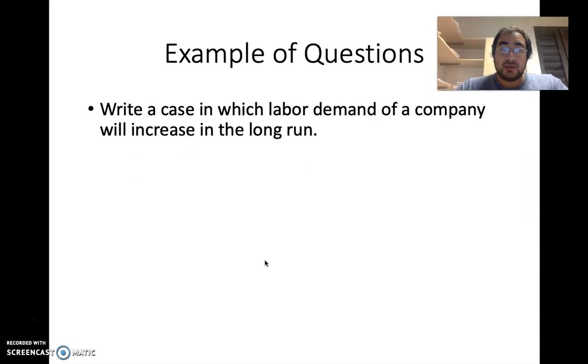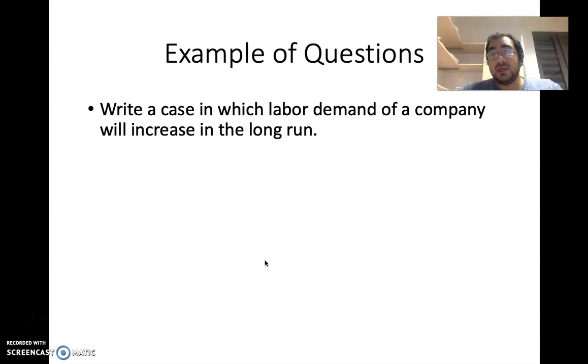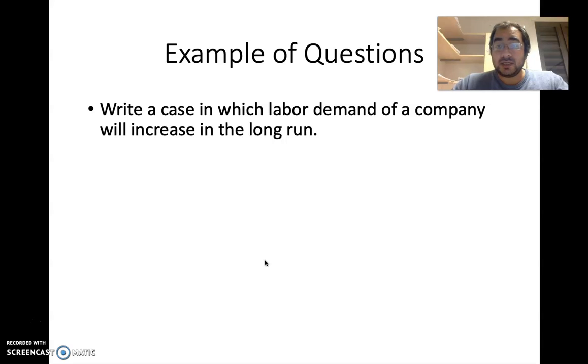Write a case in which the labor demand of a company will increase in the long run. That might be the case if the labor productivity has increased. It might be the case if the wage has increased. It might be the case if the price of the product increases. It might be the case if the cost of capital has increased and the substitution effect dominates. It can be the case if the cost of capital has decreased and the scale effect dominates.